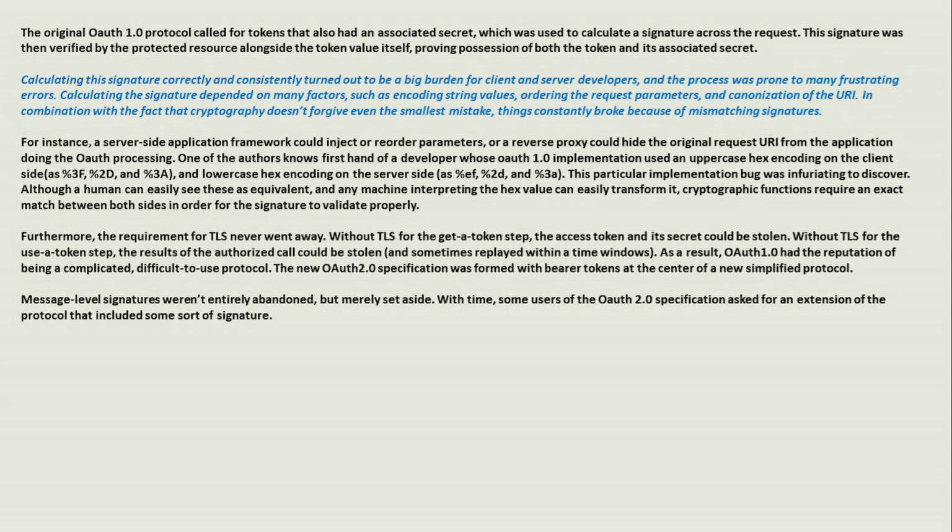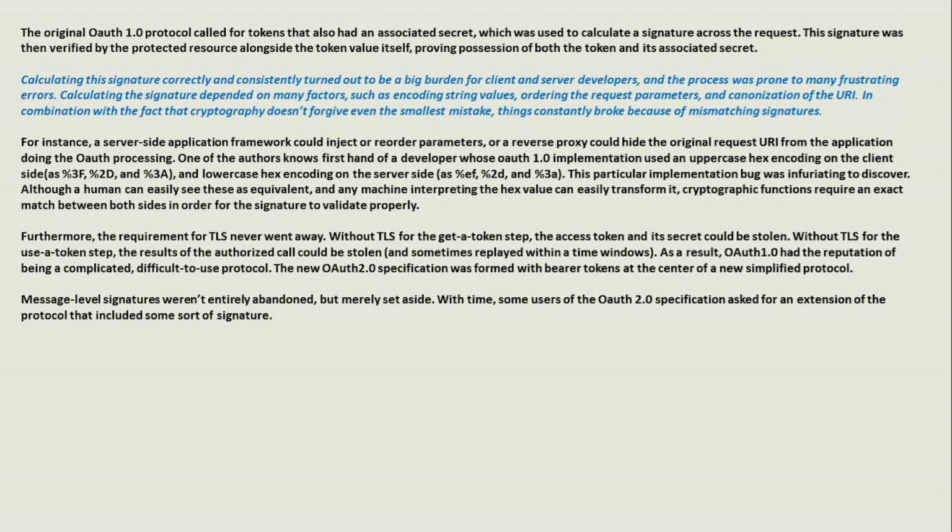And then a new specification came along: OAuth 2.0 was formed with bearer tokens at the center of a new simplified protocol. Message level signatures were not entirely abandoned but merely set aside. In the previous 1.0, we see the token along with the secret, and that secret is used to calculate a signature across the request, and then we have the validation for that. So we haven't abandoned that part but merely set it aside.